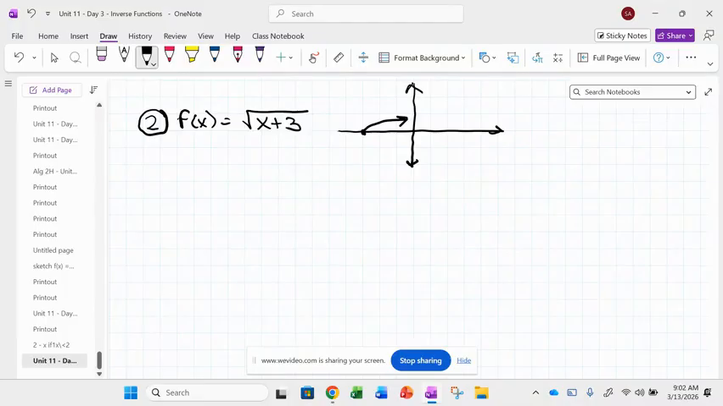Do we agree? Okay. So now, if I have f of x is equal to the square root of x plus 3, I need to find the domain and range of f of x. Why do I need to find the domain and range of f of x if I'm asking you for the inverse? Why is this an important step in finding the inverse? Anybody know?